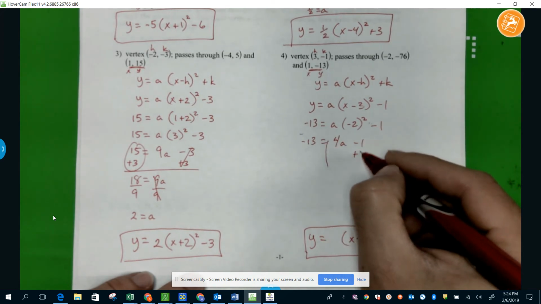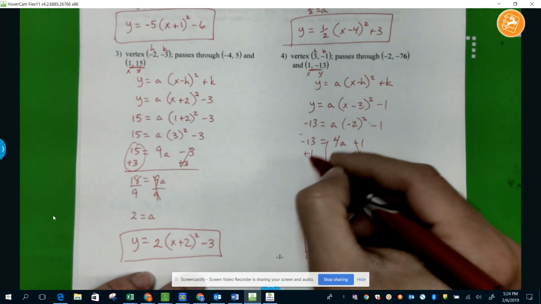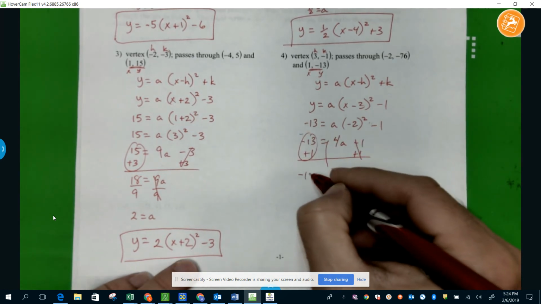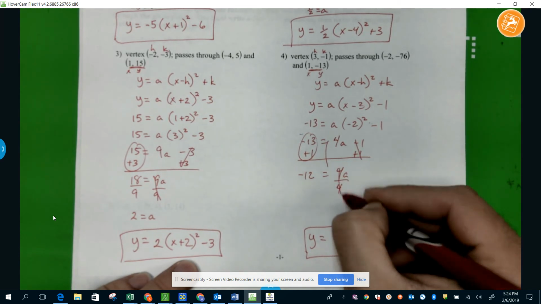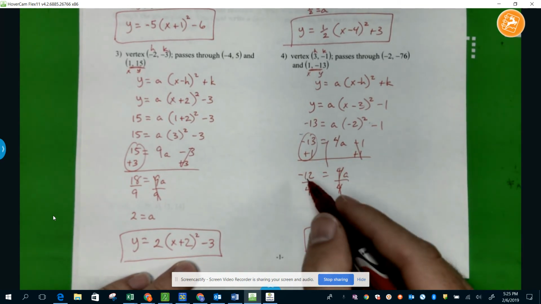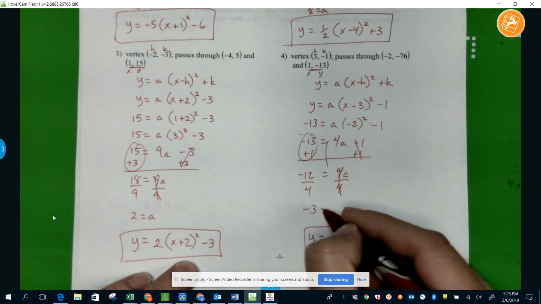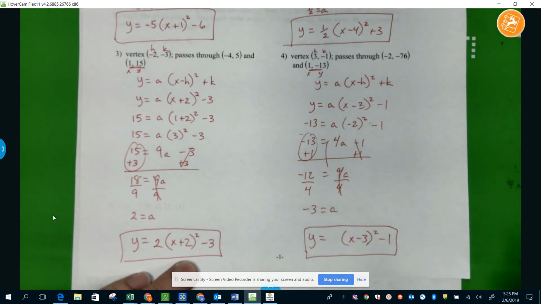Now solve for a, so we're going to add 1. Negative 13 plus 1 gives us negative 12 equals 4a. Divide by 4 on both sides. Negative 12 divided by 4 gives us negative 3 equals our a value. So that negative 3 needs to go in front of the parentheses. All right, so there's our notes for writing equations given a vertex and a couple of coordinates.